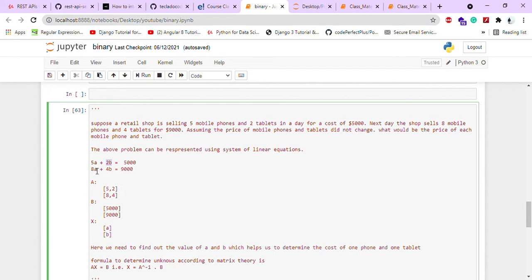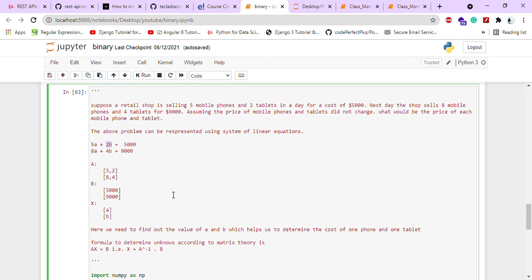So 5A plus 2B equal to 5000. This is the cost of the first day's mobile phones and tablets. The second day, 8 mobiles and 4 tablets, so 8A plus 4B equal to 9000. Assume the prices of mobile phones and tablets did not change. So right now I have these values, which I took from the question itself. There is no other change, no big changes.